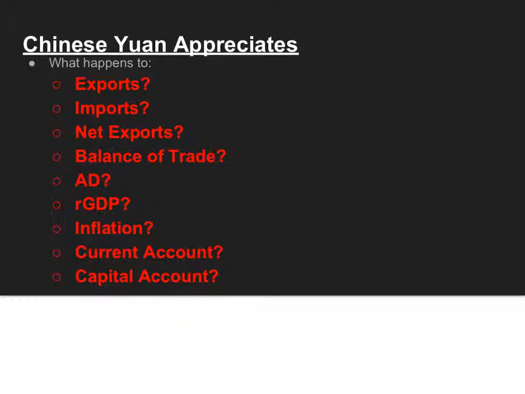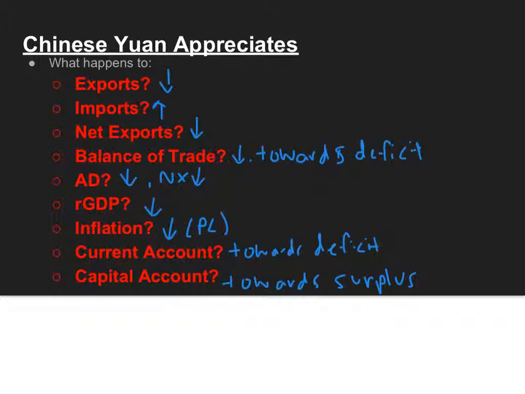So here's a list of items that are going to be affected. And once again, you can go ahead and pause it here to try to come up with what happens, is it going to go up or down in each one of these items. So go ahead and pause the video now and take a guess. What is going to happen to all of these items? Here are the effects of all of these.